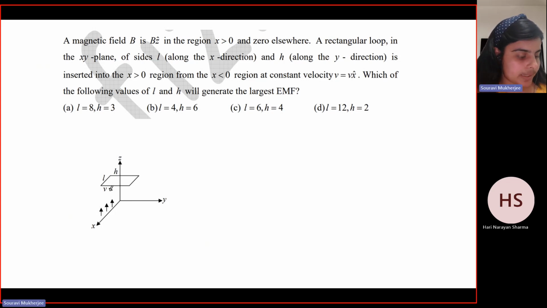The force will be perpendicular to both velocity as well as the magnetic field line, right? So that means the force should be along y, right? Yeah. So now if the force is along y, when will EMF be maximized? When the dimension along y is maximum, right? So now if you use that concept, can you tell me what the answer should be?